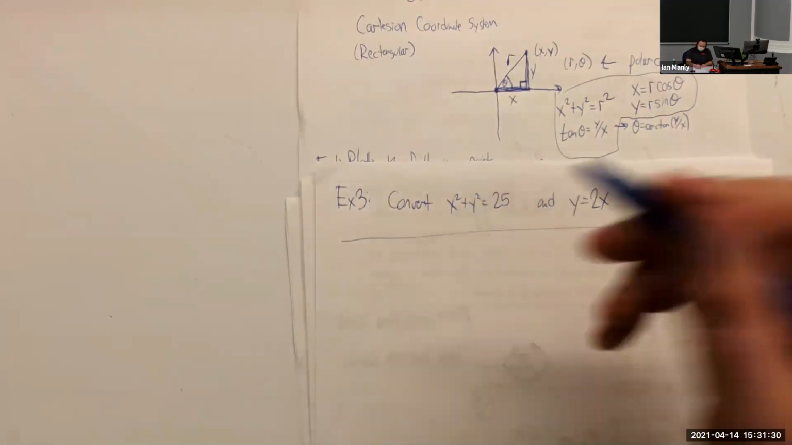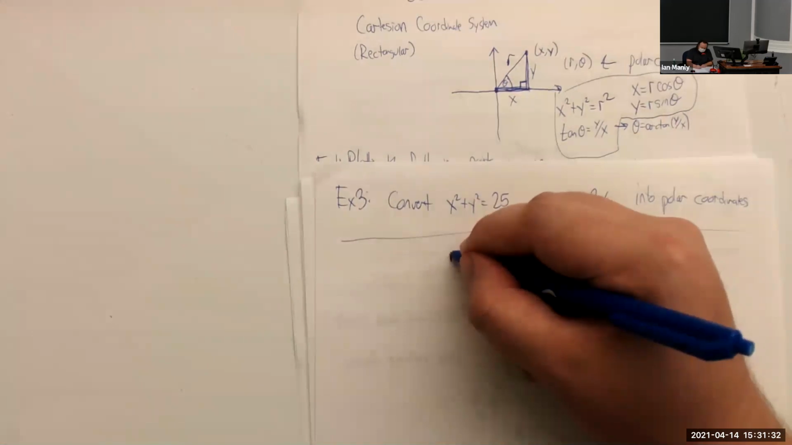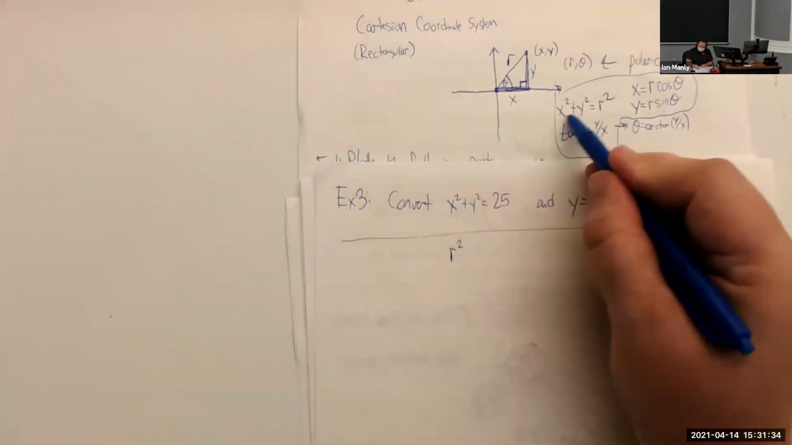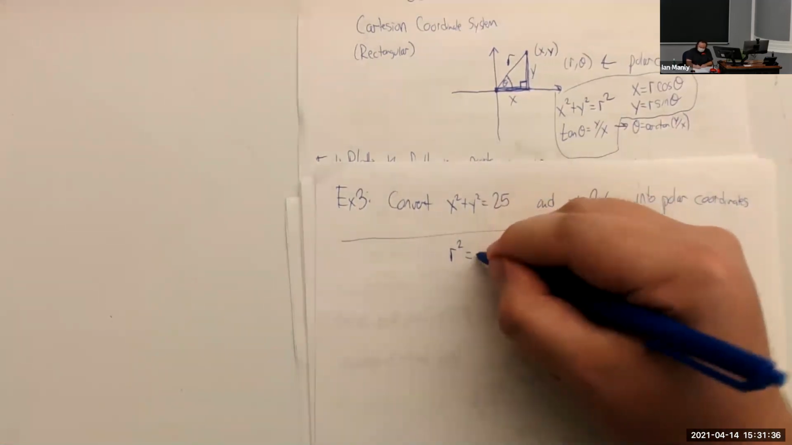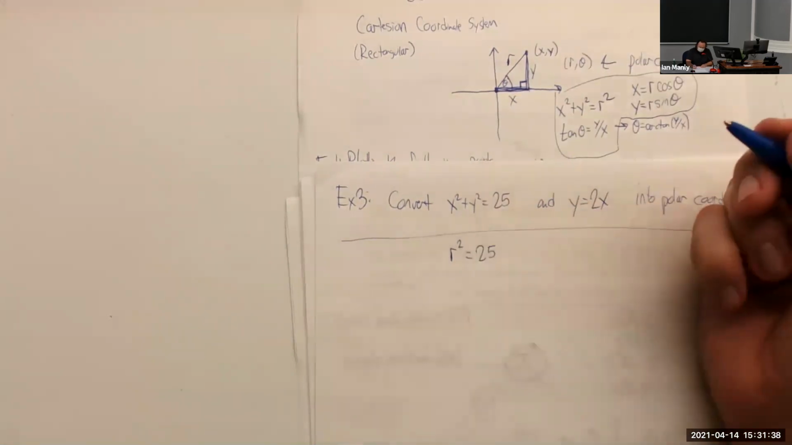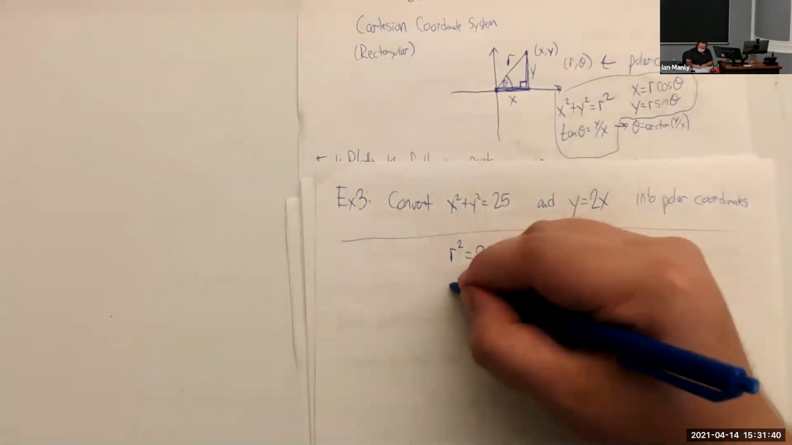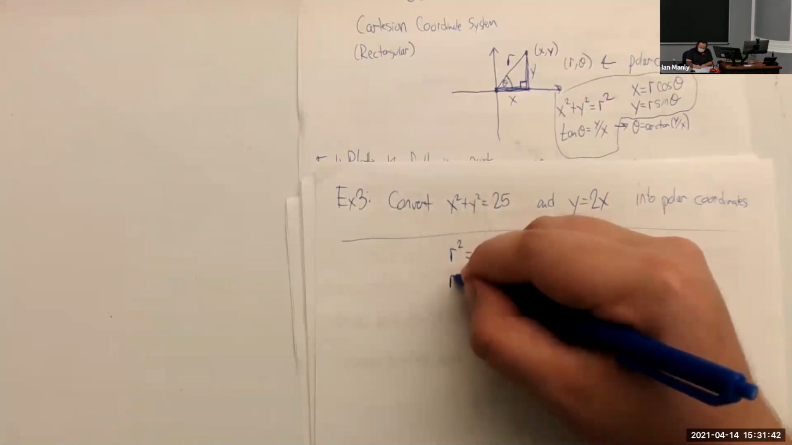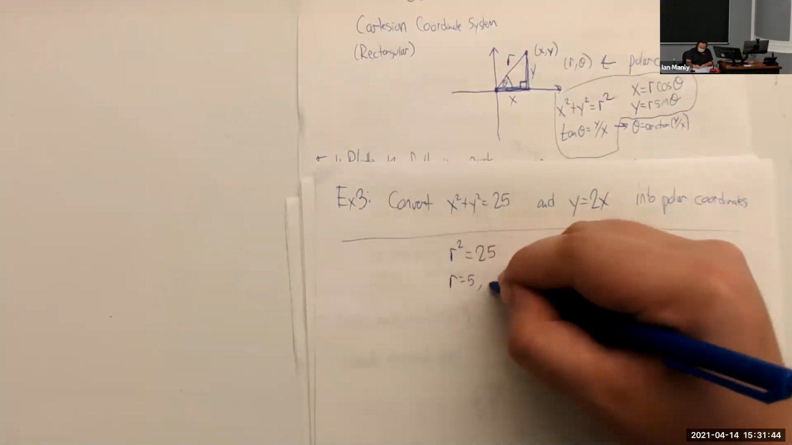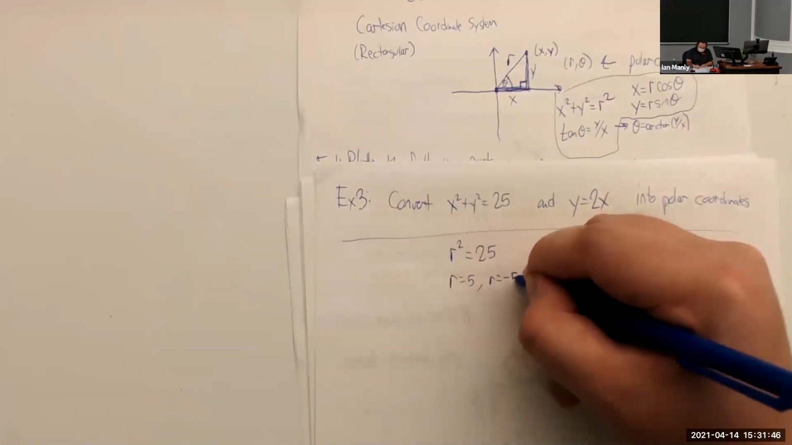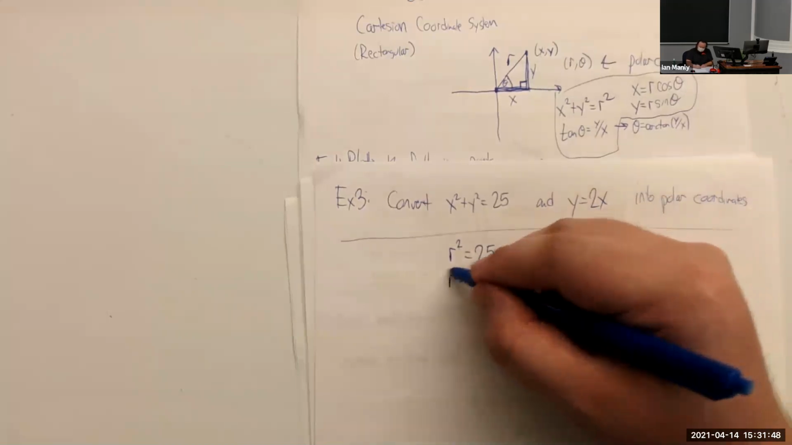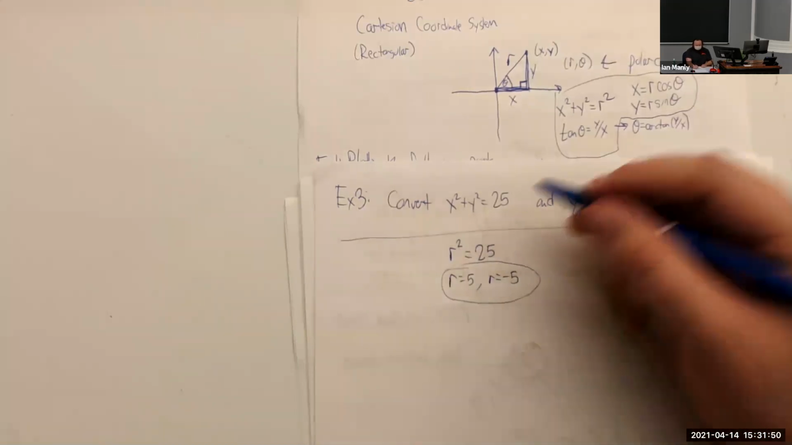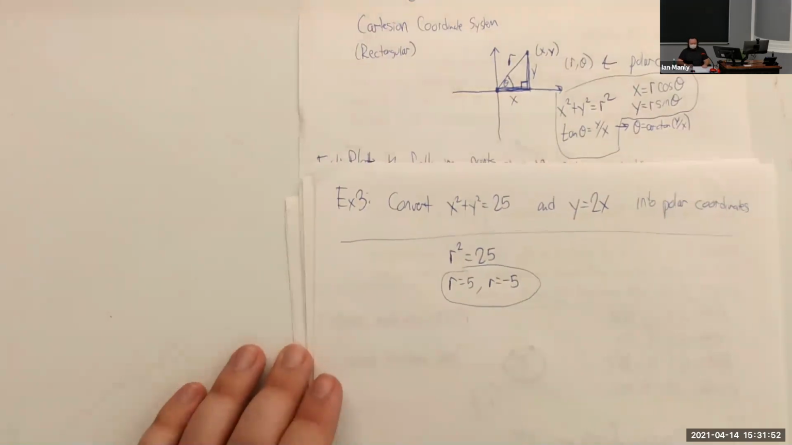Yeah, so we can write this as r squared, because x squared plus y squared equals r squared. And then what we could do is we could take the square root of this, and then we either have r equals 5 or r equals -5. So we could do either one of these. Either one of these is a correct way of labeling this here.